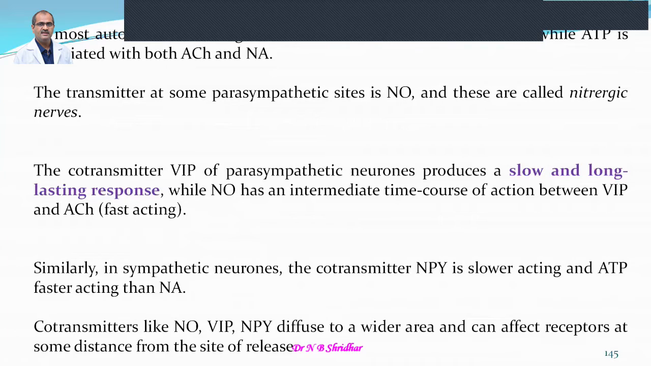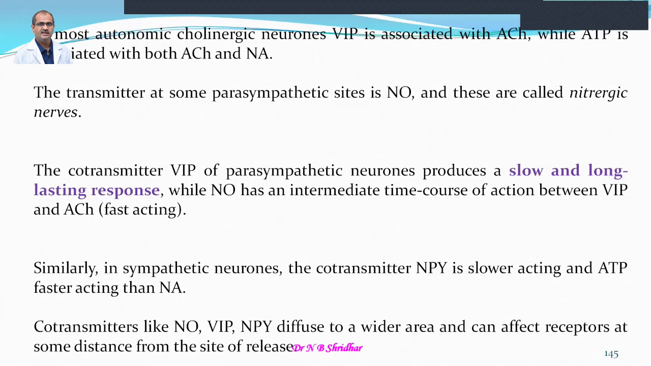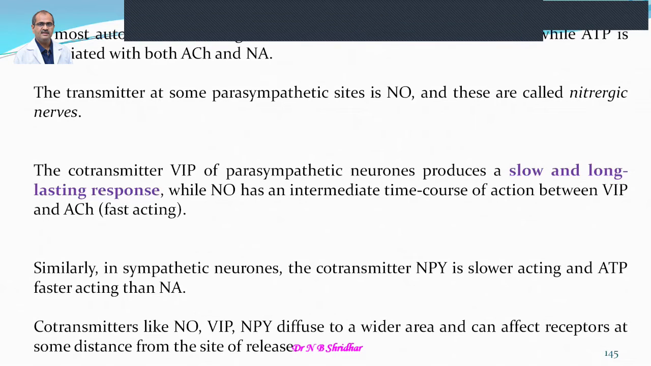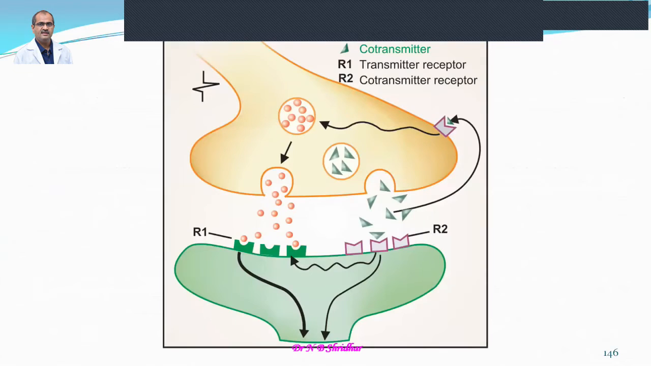So the action of the neurotransmitter is a little bit complicated because of co-transmitters like nitric oxide, VIP and NPY, because sometimes their action is more than that of the original neurotransmitter. The co-transmitter's action will be more when compared to the original transmitter.